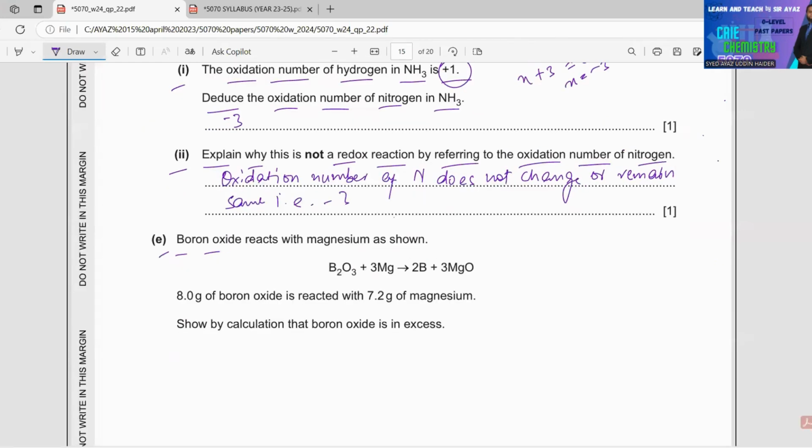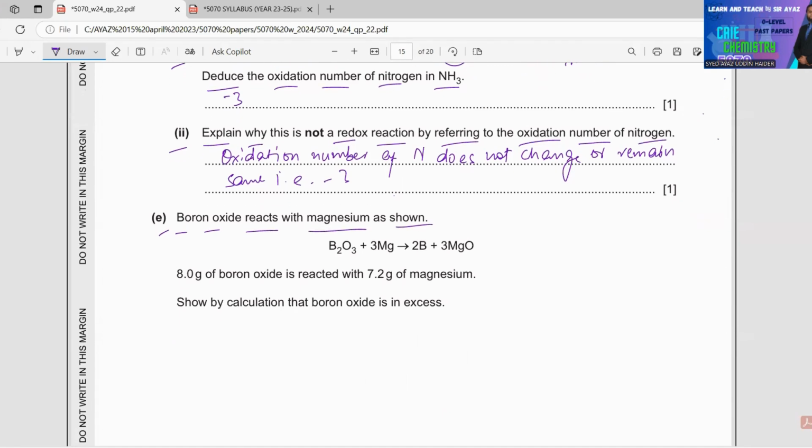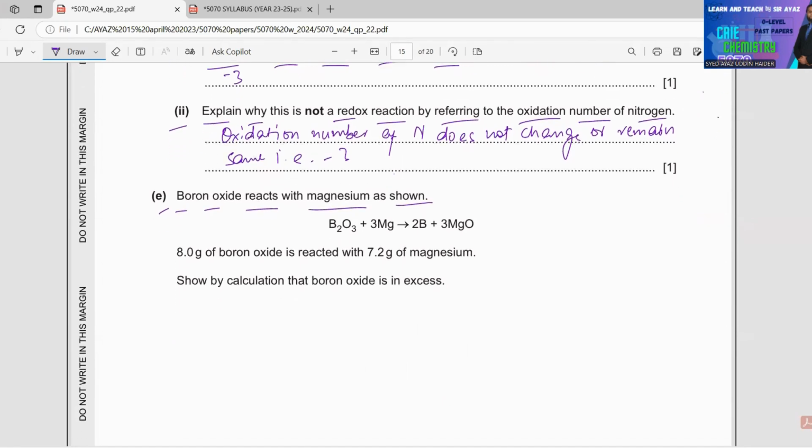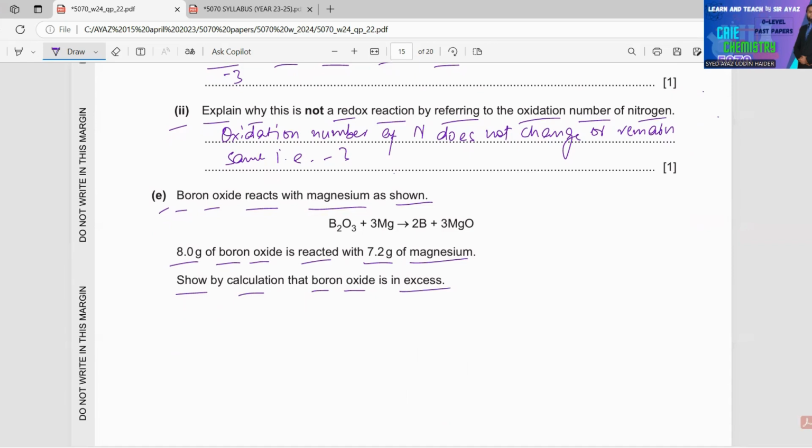Boron oxide reacts with magnesium as shown. Reaction equation: B2O3 plus 3 Mg gives 2B plus 3 MgO. 8 gram of boron oxide is reacted with 7.2 gram of magnesium. Show by calculation that boron oxide is in excess.